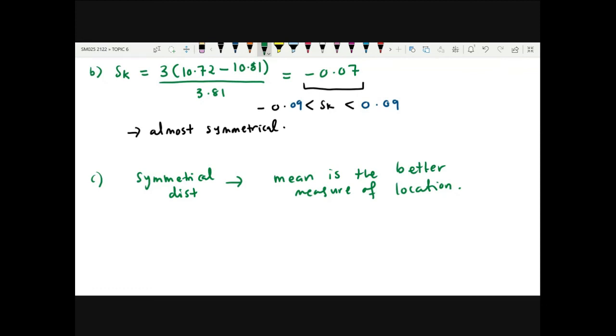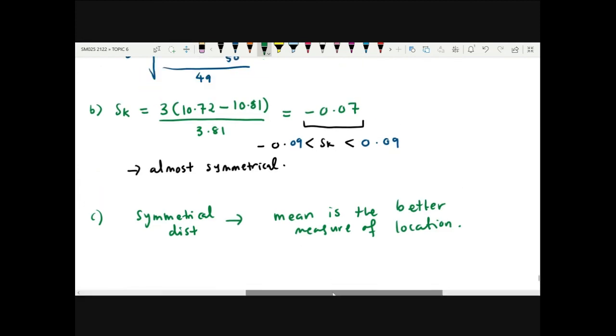So itu je lah. Okay, cuma nak highlight kat sini, even though it's negative, tapi dia tak sampai 0.1 lagi. So we comment that as almost symmetrical. Kita tak cakap dia negatively skewed, kita tak cakap dia skewed to the right. Walaupun nilai dia negatif kat sini. Sama jugalah kalau ada 0.07, kita takkan cakap dia positively skewed or skewed to the right. Kita still guna comment almost symmetrical. Okay. Alright, that's for this question.